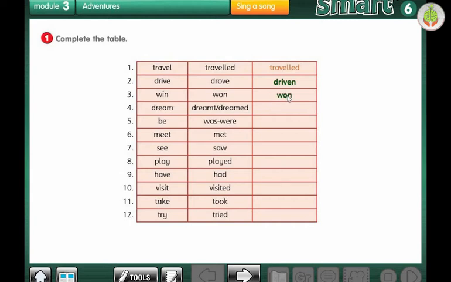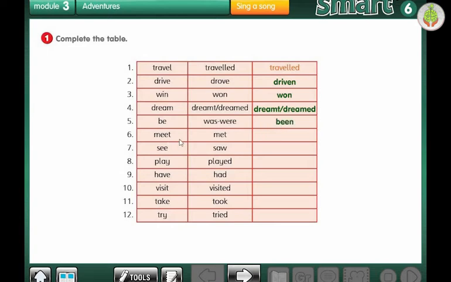Well, actually, how do you know these? You have to read a lot and you have to memorize them, okay? Number 4, dream, dreamt or dreamed. In the past participle it stays the same, dreamt or dreamed. Okay, all right. Number 5, be becomes was or were. In the past participle it becomes been, been.